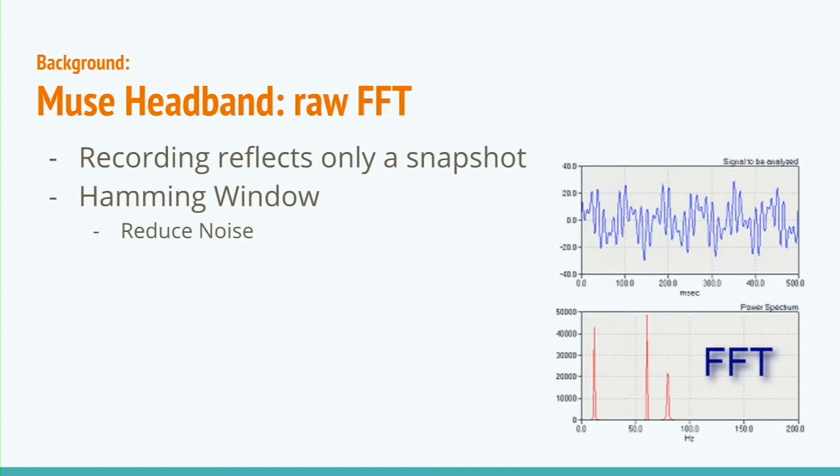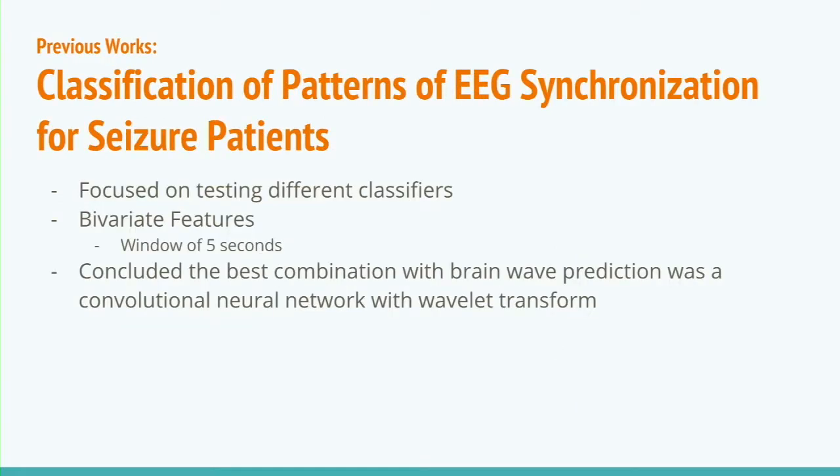So this is great. I have a basic background on neuro, thanks to Google Scholar, but is there any other research that has been similar to mine? And that's kind of the next step you should take. And that's where I discovered classification of patterns of EEG synchronization for seizure patients.